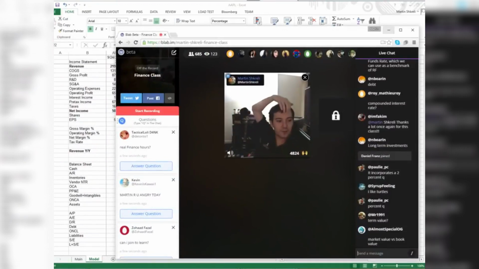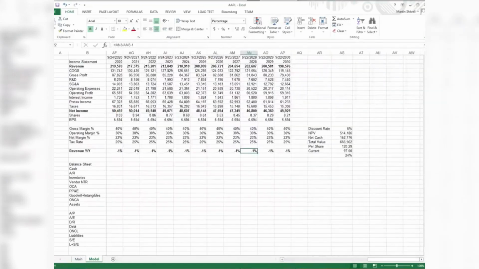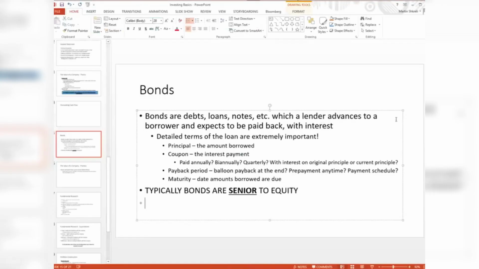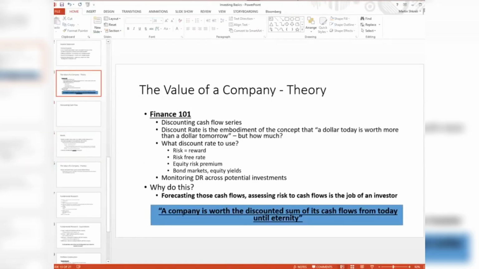Yes, the terminal value. The terminal value is crucial. So remember the definition. A company is worth the discounted sum of its cash flows from today until eternity.